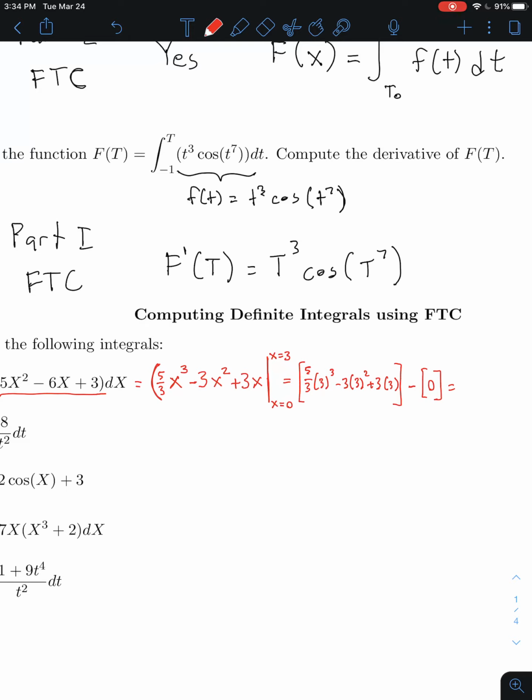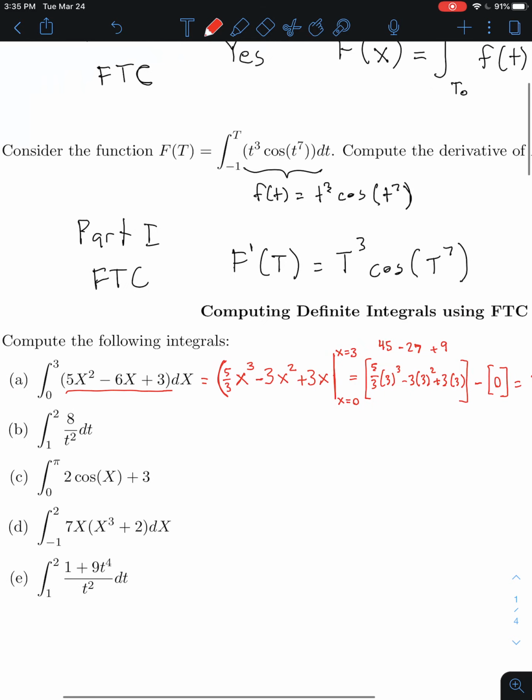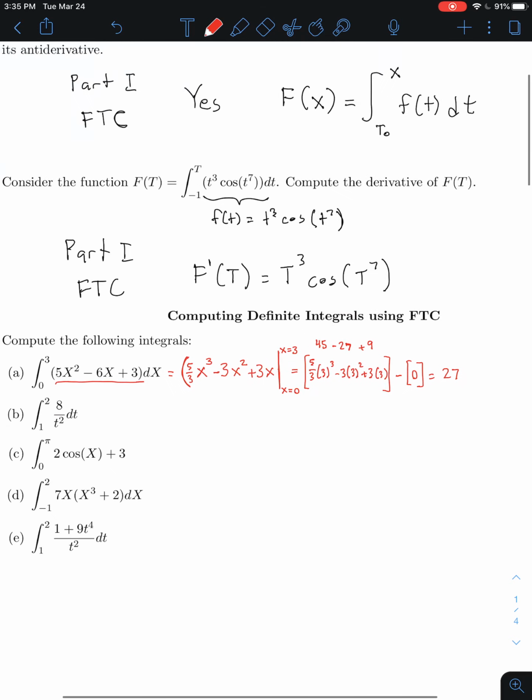So here I'm going to do the 3 cubed, and then divided by 3 is just 3 squared, times 5 gives me 45. Then the second term is 3 cubed, which is 27. And the third one is 9. And if we do that addition, then we get 27. So the value of this integral, the area under the curve 5x squared minus 6x plus 3, between x equals 0 and x equals 3 is 27.